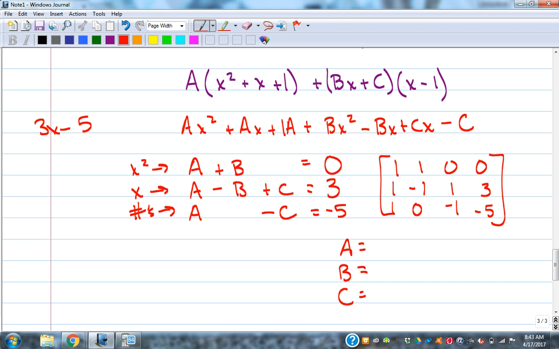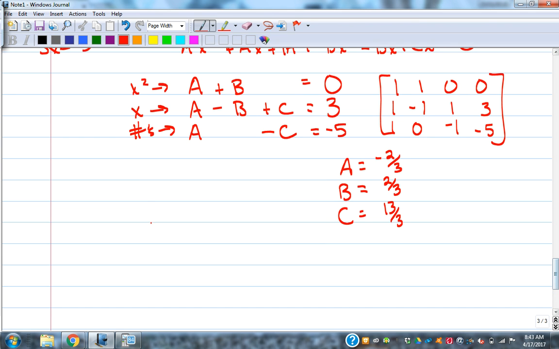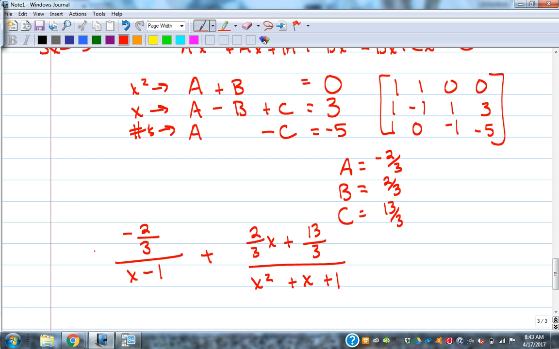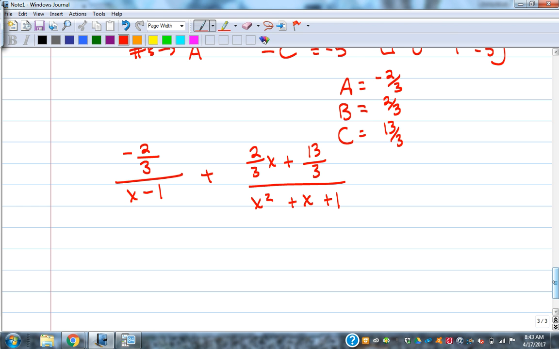Yeah. What you got? A is what? -2/3. B is positive 2/3 and 13/3. It's okay that they're fractions. It's a number. That's all that we're looking for. So our decomposed fraction would be negative 2/3 over x minus 1. That's the A. The bx plus c would be 2/3 x plus 13/3 all over x squared plus x plus 1. Now, that looks awful because it's fractions inside of fractions, and that doesn't work.